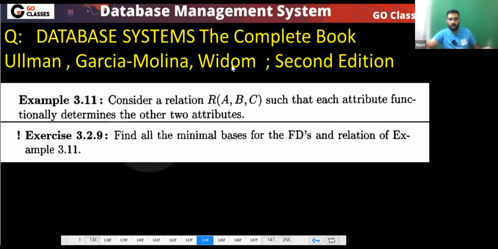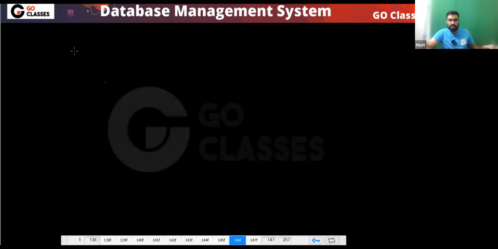This is another question from the Ullman, from Database Systems: The Complete Book. Tell me the answer for this question. This is another very simple question. Consider a relation R(A, B, C) such that each attribute functionally determines the other two attributes. Find all the minimal covers for the FDs. Minimal basis means minimal cover. This is another very easy question.